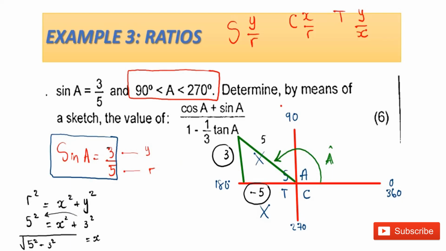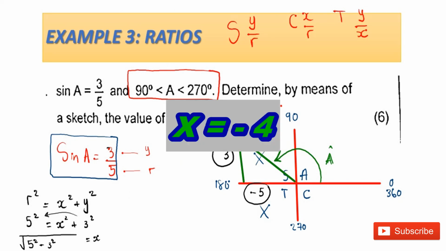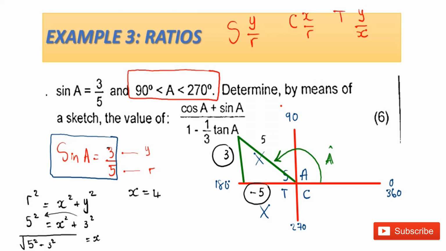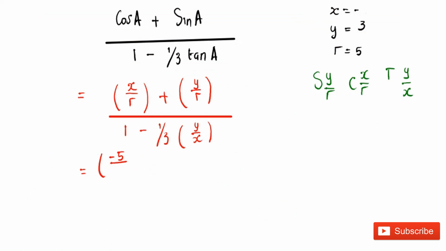Let's fix the calculation error that I made here. Your x is actually equal to 4 and not 5. The square root of 5 squared minus 3 squared, you'll get 4. So your x is actually equal to negative 4. That's the only mistake we made there. So x is negative 4.